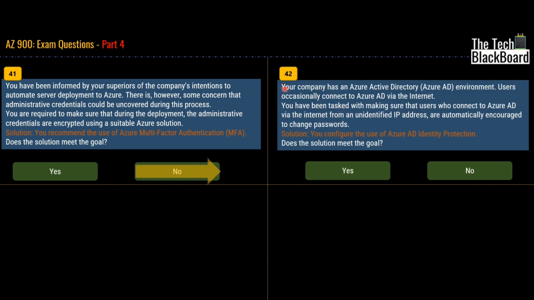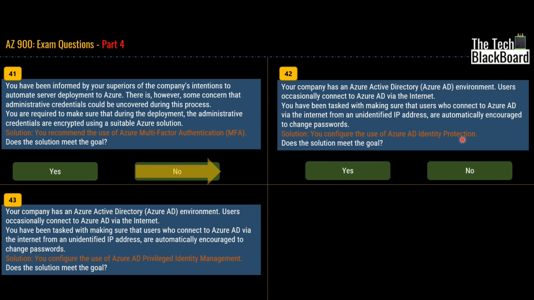Coming to question number 42. Your company has an Azure Active Directory (Azure AD) environment. Users occasionally connect to Azure AD via the internet. You have been tasked with making sure that users who connect to Azure AD via the internet from an unidentified address are automatically encouraged to change the password. The solution given is that you configure the use of Azure AD Identity Protection. One more exactly same question with a different solution is question number 43. The question is exactly the same. However, the solution says that you configure the use of Azure AD Privileged Identity Management.